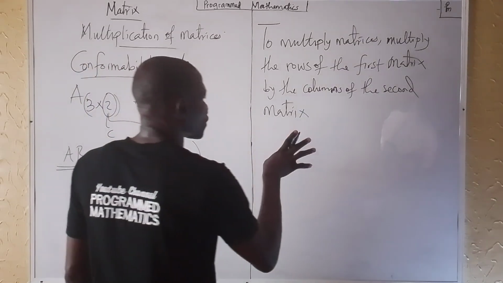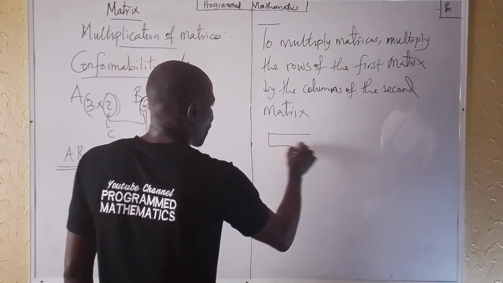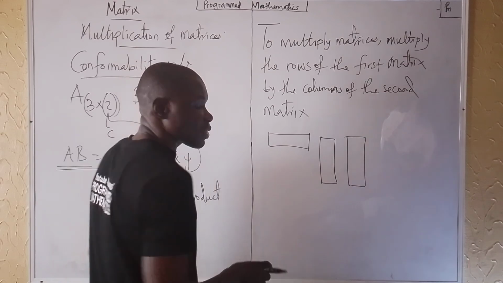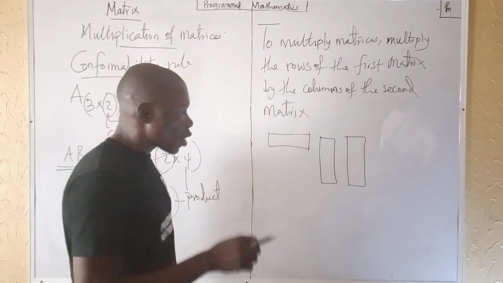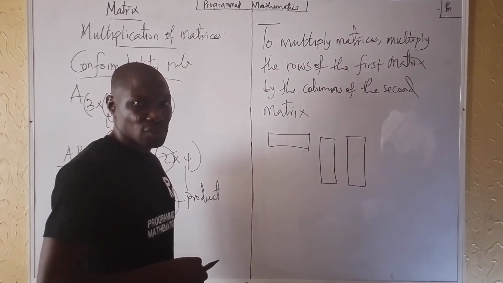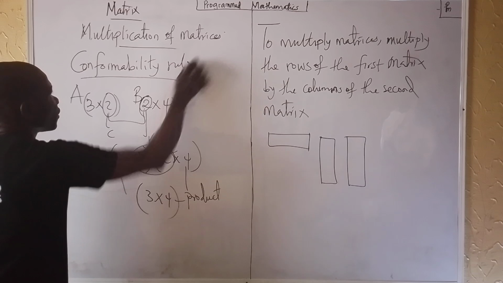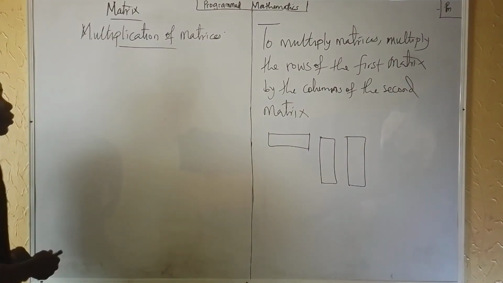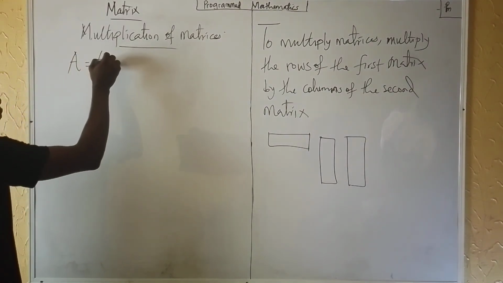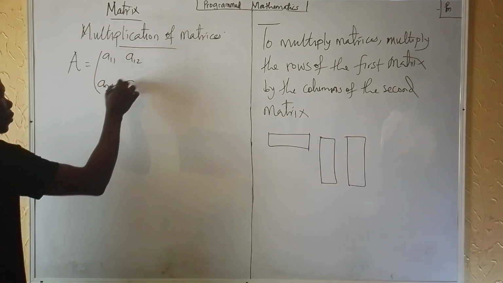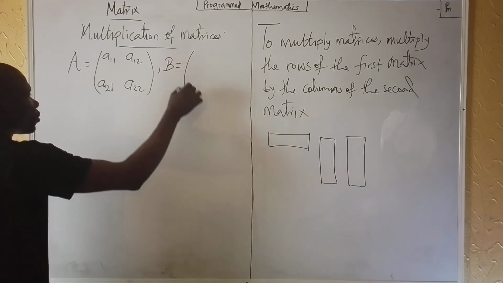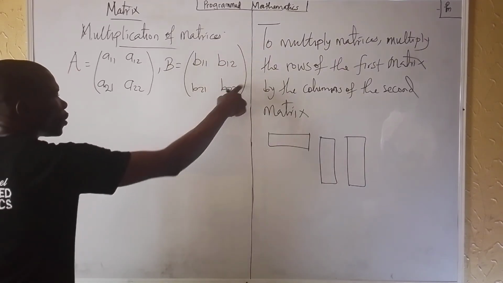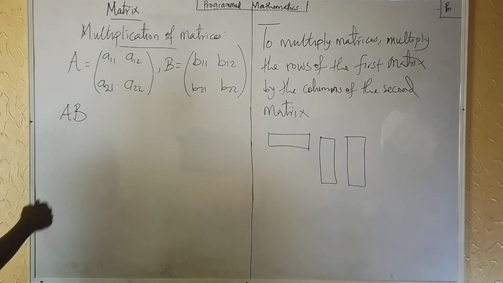So when you want to multiply two matrices, the rows of the first matrix will multiply the columns of the second matrix. If the first matrix has 3 rows, each row will multiply each column of the second matrix. Now let's look at an example. We're going to take a 2 by 2 matrix for illustration. Matrix A is the matrix A11, A12, A21, A22. Matrix B is the matrix B11, B12, B21, B22. If we need to multiply matrix A by matrix B, we write that as AB.